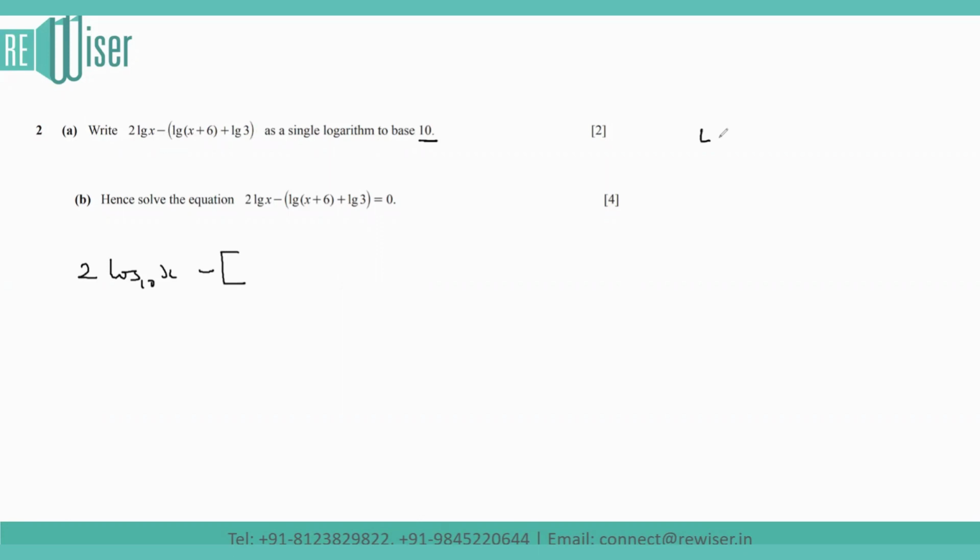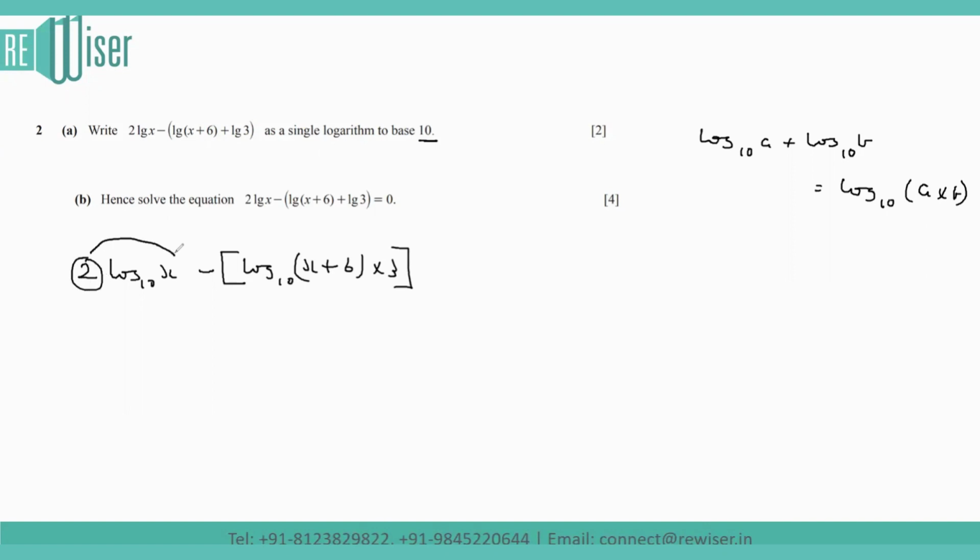that log of a plus log of b. So if the base is same and there's a plus sign, the logs get multiplied. That means we can write it as log base 10 of a into b. So we'll be applying that property over here. So we'll get log base 10 of (x + 6) into 3. Now, what is there in front of the log goes to the power here.